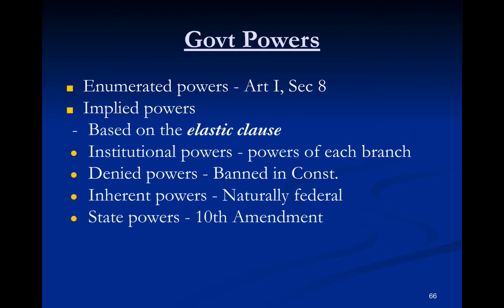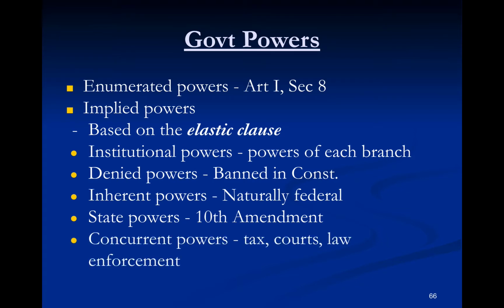Anything that's not specifically listed in the enumerated powers is reserved for the states, and that's what the 10th Amendment says. So the 10th Amendment refers to state powers as reserved powers. And then there are also some concurrent powers. That means that every level of government is allowed to make laws about these things. All levels of government, including local and county governments, are allowed to tax you. They're all allowed to create courts, and they're all allowed to create law enforcement.